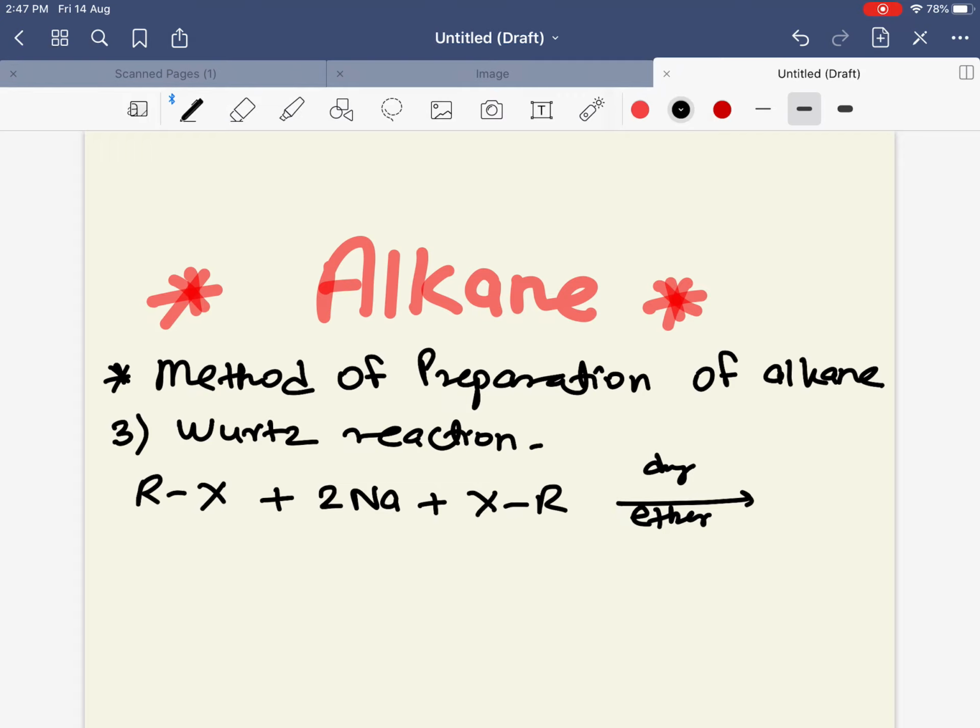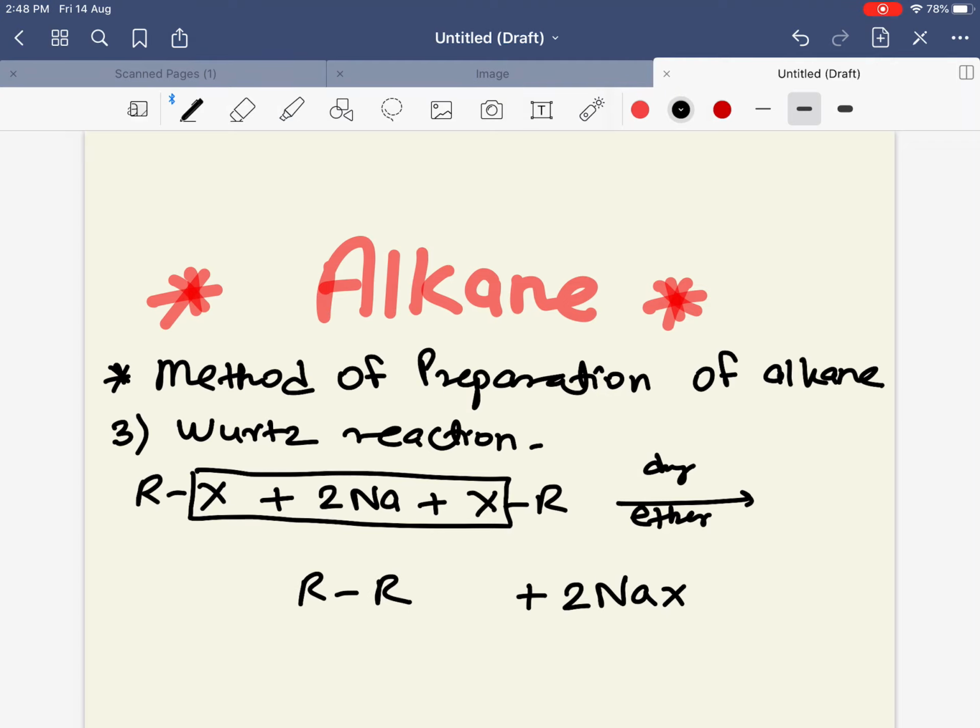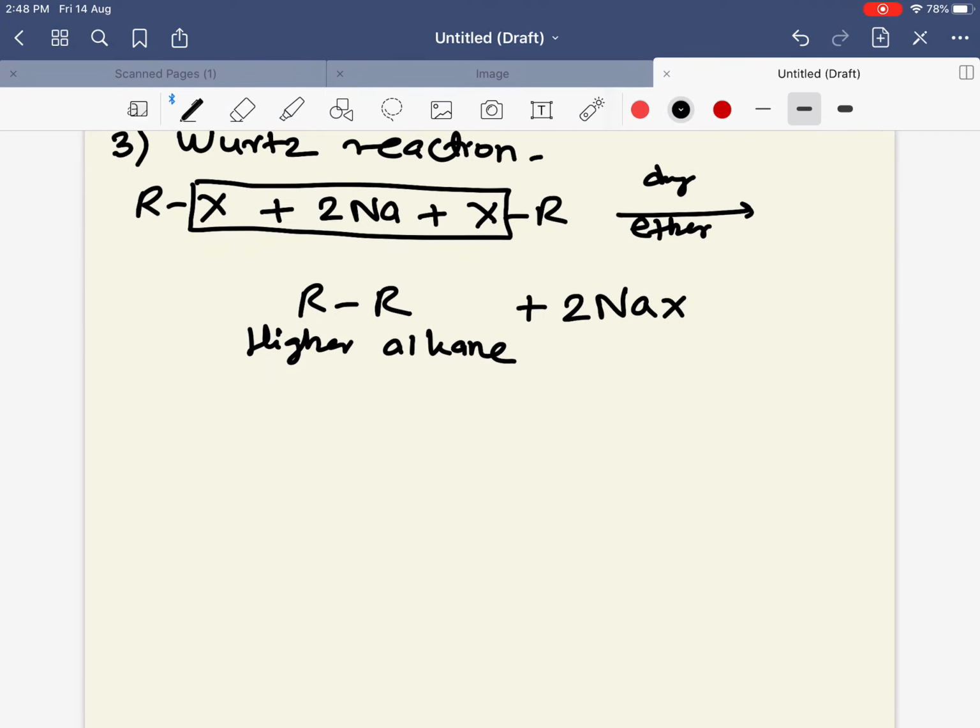Why is dry ether used in that reaction? Because sodium is highly reactive. It reacts vigorously with water. So due to that reason, we use dry ether. The byproduct obtained is 2 NaX, and the product obtained is RR, that is known as a higher alkane. So in Wurtz reaction we'll get a higher alkane.